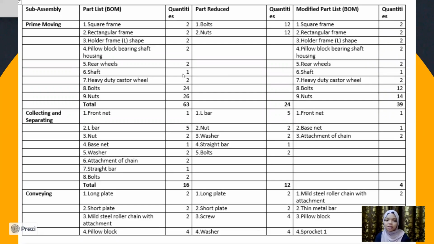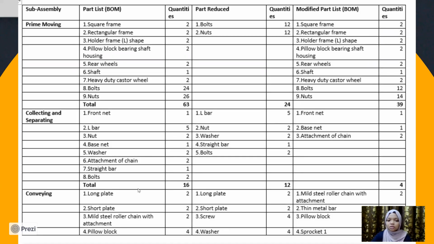And the second one is collecting and separating. The total for collecting and separating before the FMA is 16. After the FMA, we reduce it to 4. So as you can see here, we reduce the L bar, 5 quantity, nuts, washer, straight bar, and bolts.